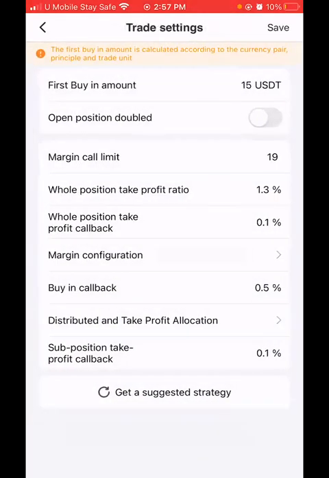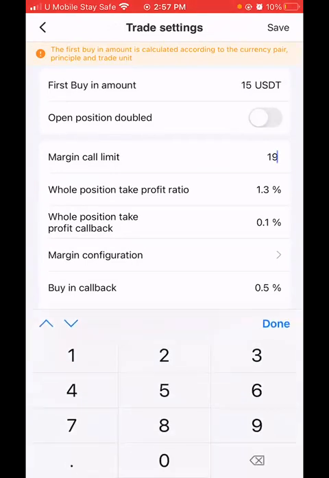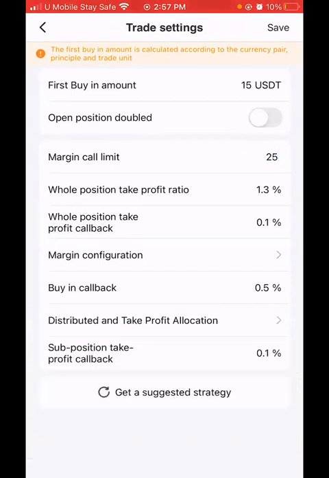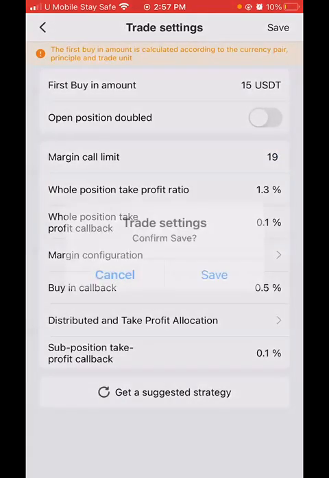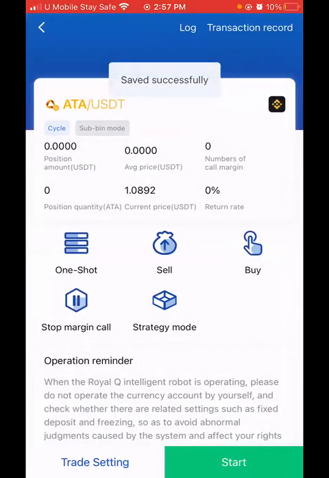Now, what happens when this market gets to the 19th call? What do you do? Extend the call. You can extend it to 25. Add more money to buy the dip. That's all it's all about. Add more money, buy the dip. This is what keeps you on the market, and you continue on the market. Okay. Now with our 19, you save. You go to start. So this is how it is to make your strategy.